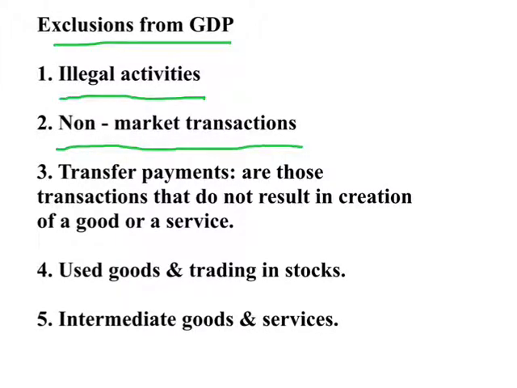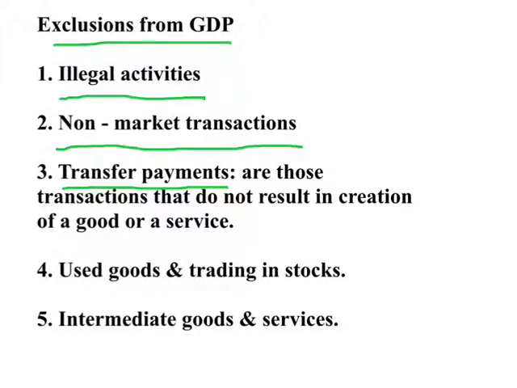Another example is when you buy food from outside, it's a part of GDP. When you cook food at home, it's not a part of GDP. So non-market transactions are also excluded. The third part which is excluded is transfer payments.